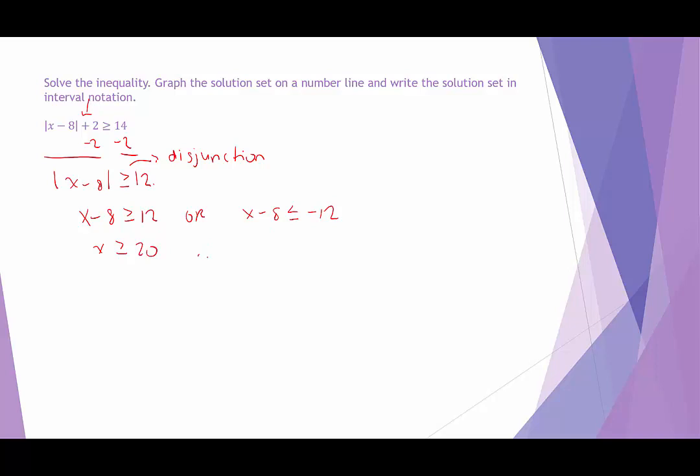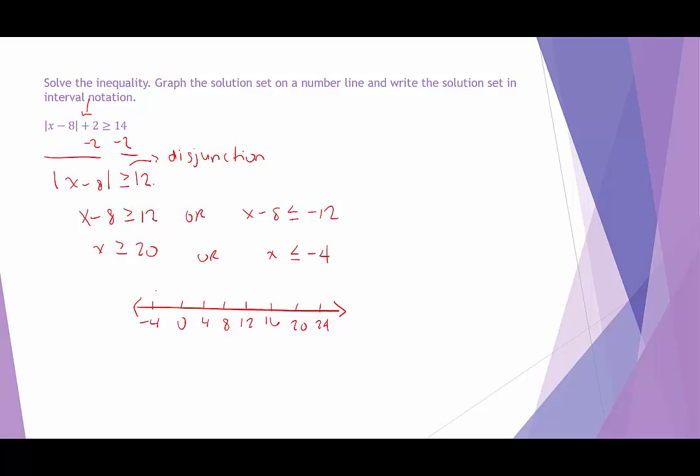Over here, I'm going to add 8 to both sides, and that's going to give me x is less than or equal to negative 4. And now I'm done. I have x isolated in both cases. So on a graph, we're going to be lazy here. Both 20 and negative 4 are multiples of 4, so I'm just going to count by 4s. It's not being lazy. It's using my resources, which I'm allowed to do.